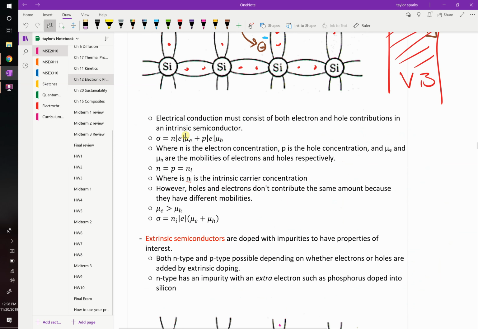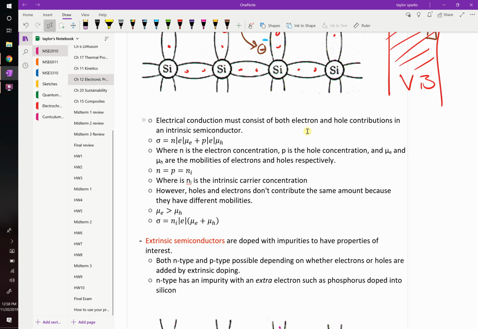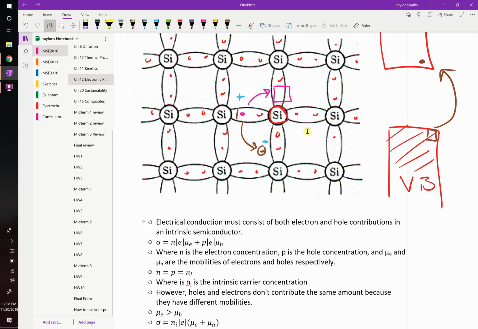So because of that, the overall electrical conductivity, this term right here, is now going to have two components to it in an intrinsic semiconductor. It's going to have contributions from your N, that's the number of electrons, right? P is the number of holes. In an intrinsic semiconductor, every time that you get an electron, you create a hole. So N and P are equal to one another in an intrinsic semiconductor, right? N and P are the same number, and we just call that the intrinsic carrier concentration, N sub i, okay?